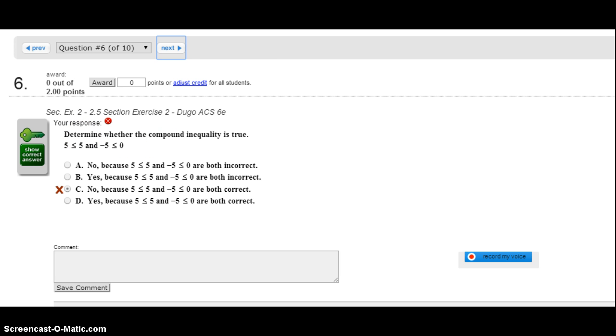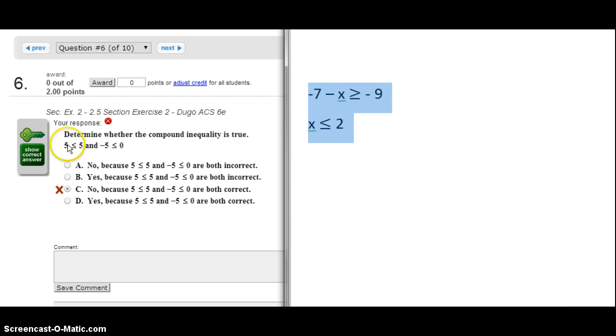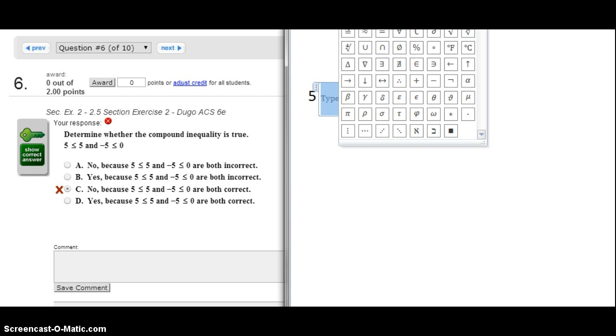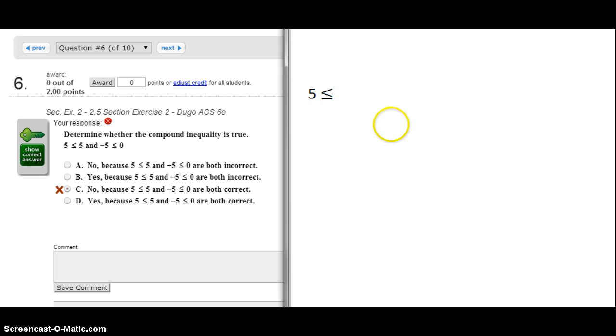Determine whether the compound inequality is true. So it means we need to check both of these and see if they're both true. It means that the compound inequality is true. So is 5 less than or equal to 5? And this is true because this symbol means less than or equal to, and 5 is equal to 5. So this is a true statement. 5 is less than or equal to 5. And also, is negative 5 less than or equal to 0? And that is true as well.